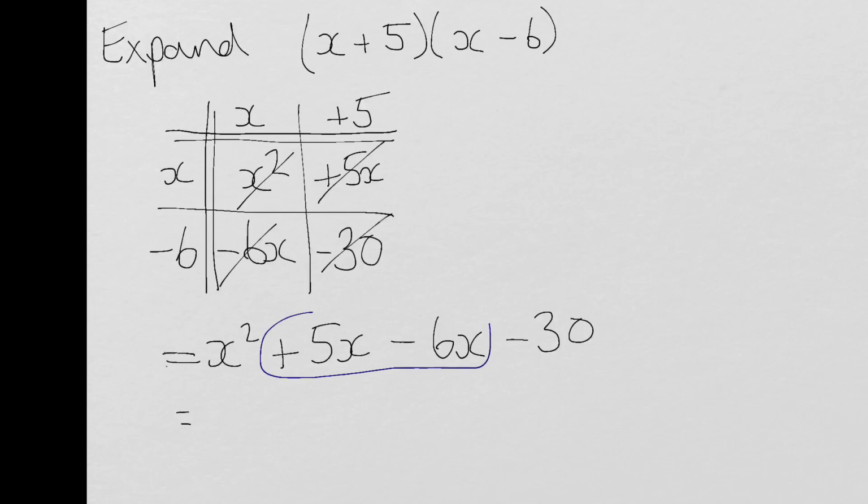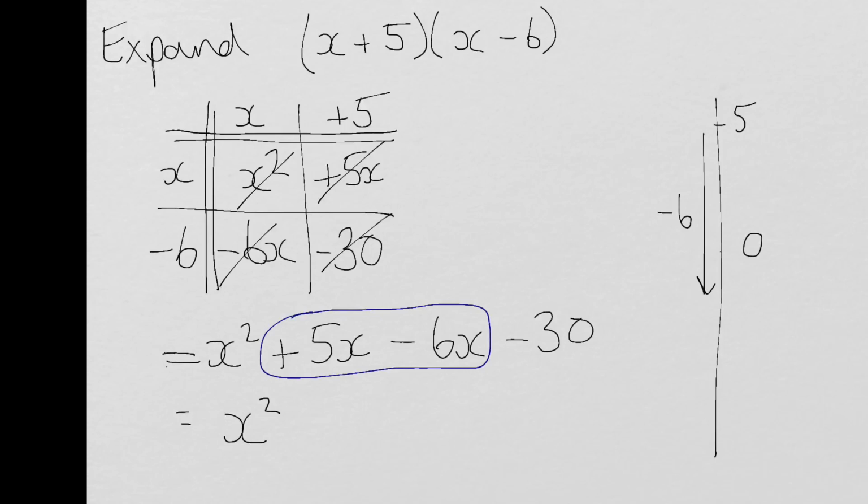If I've got positive 5 and I subtract 6, imagine on a thermometer that you are at a positive 5 and you want to go down by 6, you're subtracting 6. Here's 0, so you're going to end up at minus 1. That's going to be minus x in the middle. And then minus 30. And again, job's finished.